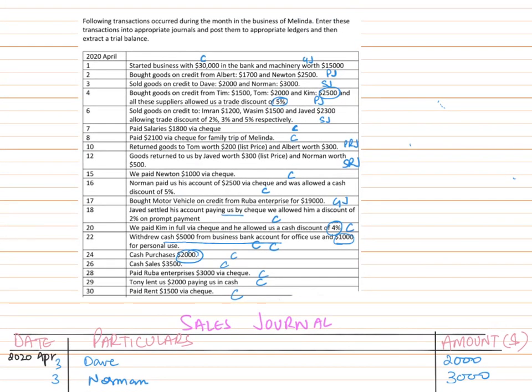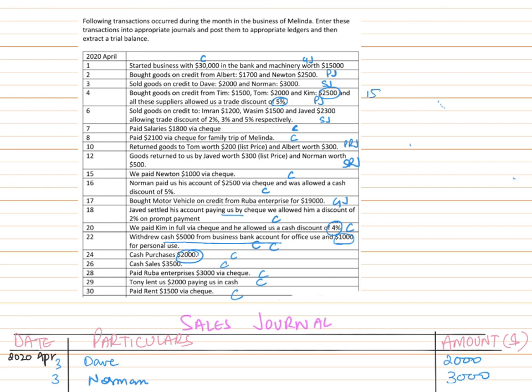Now if you read our transaction on 4th, it says bought goods on credit from Tim, Tom and Kim, and their amounts are also mentioned, and all these suppliers allowed us a trade discount of 5%. So as you know, these are the list prices which I mentioned, 1,500, 2,000 and 2,500. So we'll have to reduce the amount of discount from them in order to know at what price we bought goods from them. So we'll have to take out that final amount, and trade discount doesn't get recorded in the books.